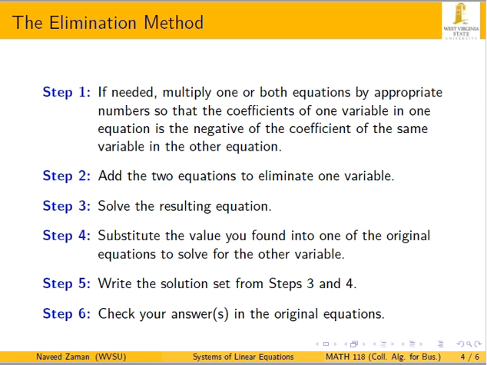The elimination method is slightly different. If needed, multiply one or both of the equations by appropriate numbers so that the coefficient of one of the variables in one equation is the negative of the coefficient of the same variable in the other equation. And then add the two equations to eliminate that one variable, and then solve the resulting equation, and then substitute the value you found in step 3 into any one of the original equations, and that will give you the value of the other variable. And in the end, make sure you check your answers.